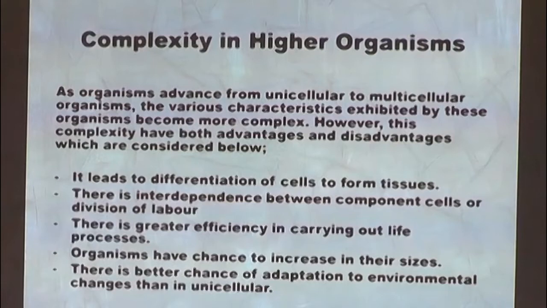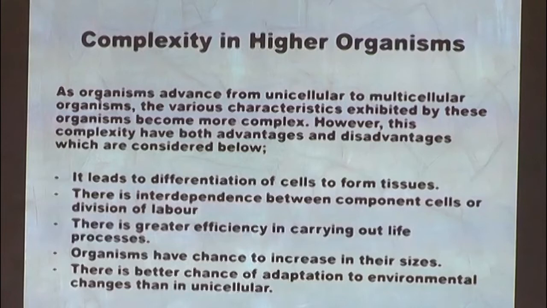We started by saying living organisms are organized into 4 levels. And the first level is what? Cellular level, tissue, organ, and then system. There is a time when an organism has to advance from being a unicellular organism to a multicellular organism. The reason is that all organisms cannot remain existing at a unicellular level. As a result of this advancement, the various characteristics we mentioned earlier will also have to become complex. Based on this complexity, we want to take a look at some of the advantages and disadvantages.